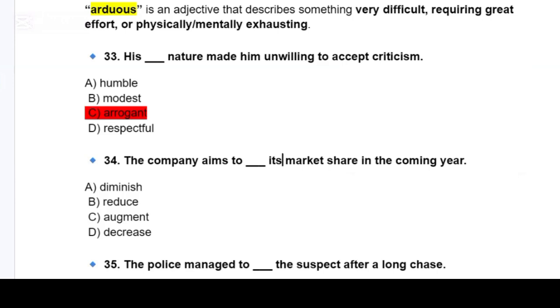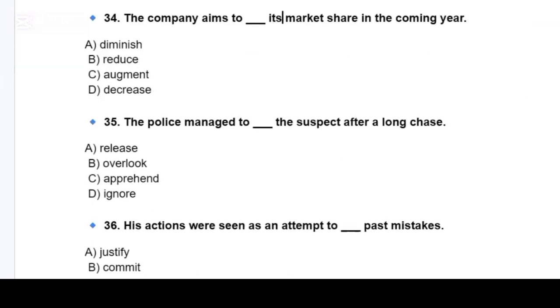The company aims to dash its market share in the coming year. So the aim of the company is to diminish the share, reduce the share, augment the share, or decrease the share. Obviously, augment the share. Augment means to increase the share.